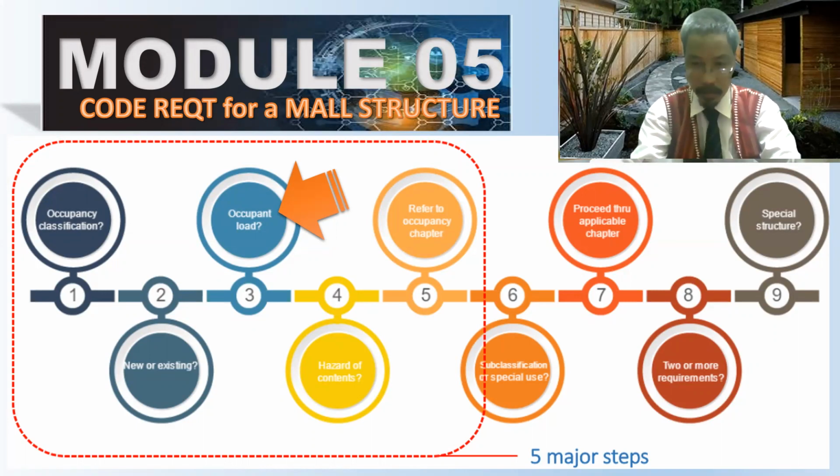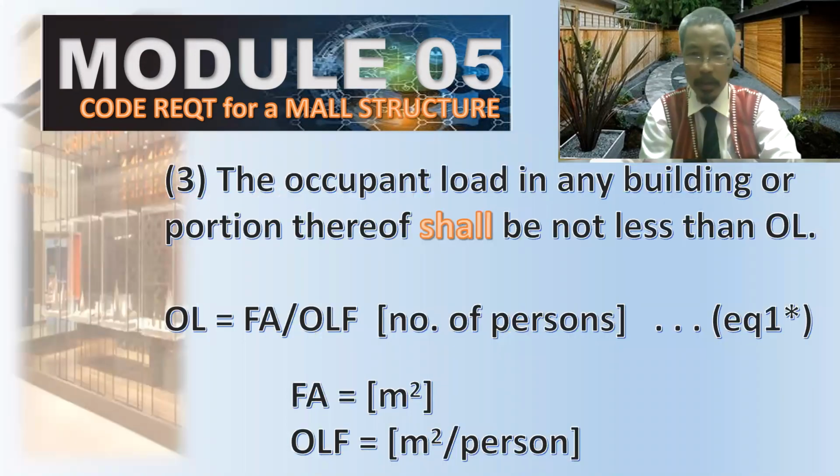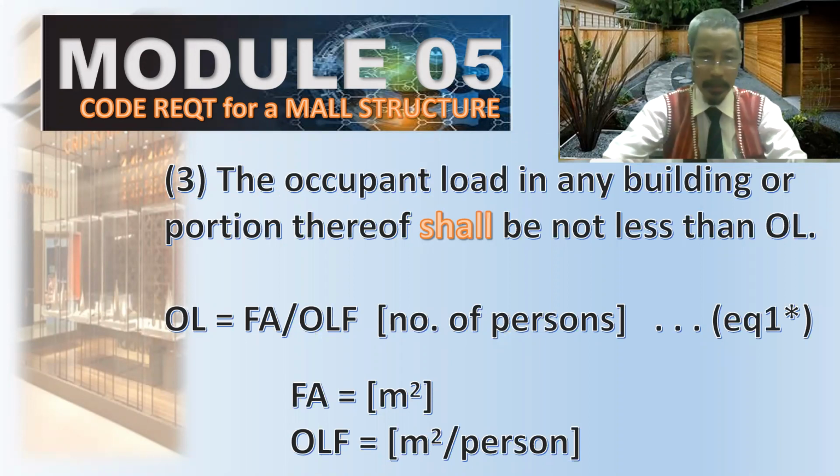How about the third step, occupant load? Let's compute. The occupant load in any building or portion thereof shall not be less than OL. OL is equal to floor area divided by occupant load factor. Okay, wherein floor area is in terms of square meters and occupant load factor is square meters per person.